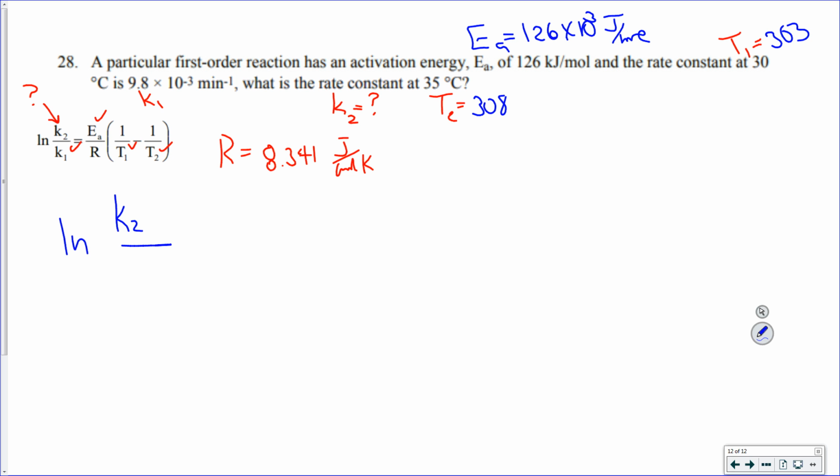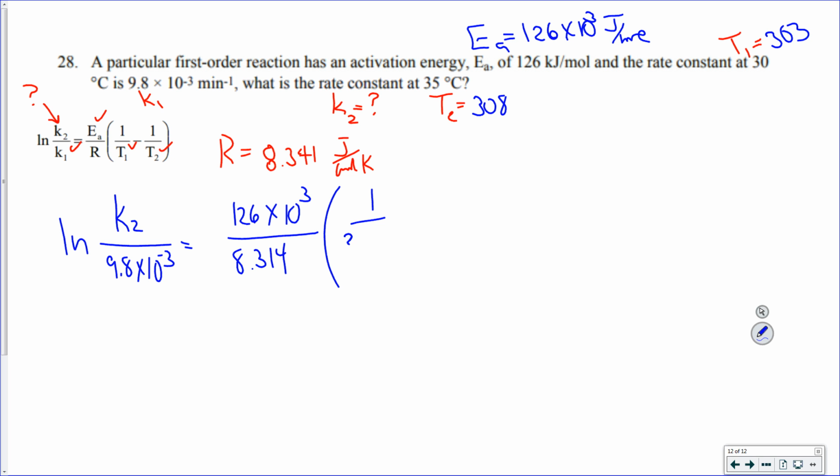K2 is what I'm solving for. K1 is 9.8 times 10 to the minus third. Right, so activation energy over R is 1.26 times 10 to the third, divided by the value of R, 8.314, times 1 over T1. T1 is 303. Less 1 over T2, which is 308.